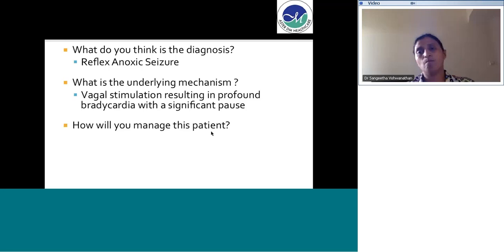Anybody? What can help these patients? You have huge pauses on the ECG. What can you do? Sometimes these patients, even though it seems like a very benign phenomenon, require pacemakers, and their symptoms subside with pacemaker insertion. But this is only rarely required. In patients with troublesome attacks of reflex anoxic seizures, sometimes they require pacemakers.